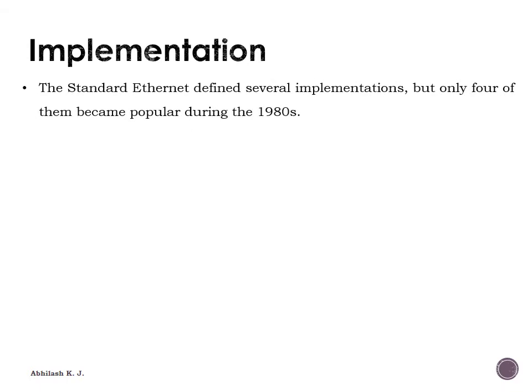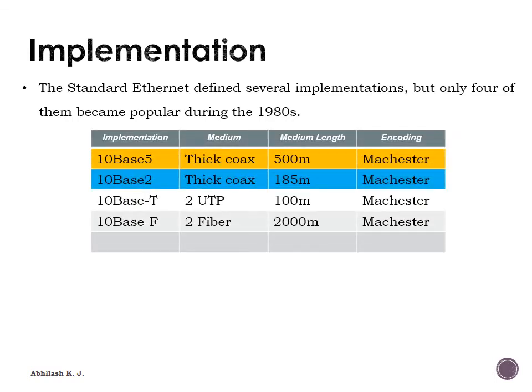Next, coming to the implementation, the standard Ethernet has several implementations, but we'll consider only the four major of them that were popular during the 1980s, that are given in this particular table. So we have the implementation, the type of the medium that is used, the limitations on the medium length, and the type of the encoding that is being used. So we'll consider each of these separately in this particular video.